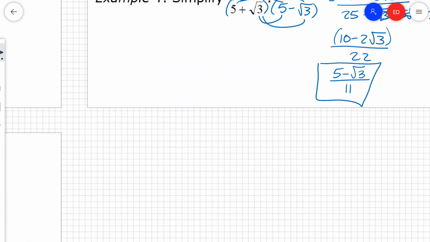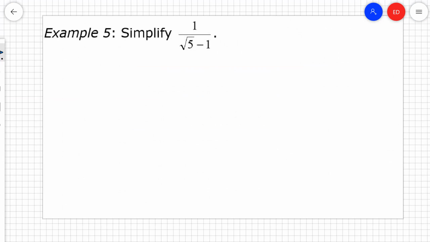Let's take a look at our last example for today. For our last example, we do have square root of 5 minus 1. I'd like you to pause the video and see if you can do this one by yourself. It's very similar to 4. I hope you went ahead and did the problem, otherwise, seriously, pause. We're going to go ahead and get started.